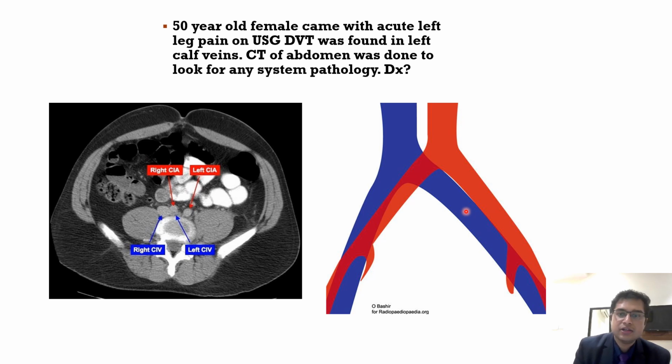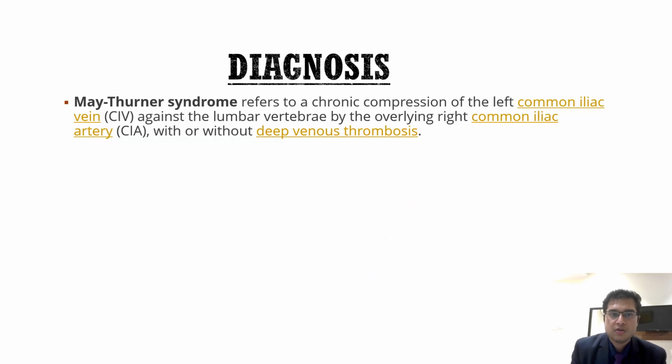So what exactly is the syndrome called? This is actually a vascular compression syndrome called May-Thurner syndrome. It refers to chronic compression of the left common iliac vein against the lumbar vertebrae by the overlying right common iliac artery, with or without deep vein thrombosis. So when we diagnose a case of deep vein thrombosis, our diagnosis is not finished. We have to do further workup to look for any cause of DVT. So in this patient, this May-Thurner syndrome, that is compression of the common iliac vein, was actually causing this thrombosis.